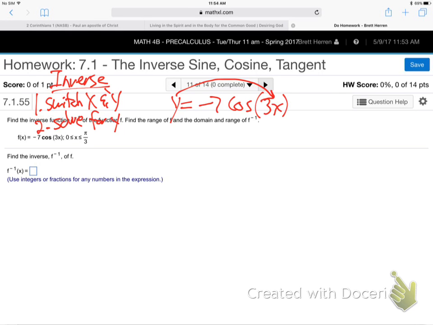So I'm going to trade these. The x will go out here, the y over there. Is that good so far? Everything else stays put. Everything else stays where it's at, just the x and the y switch positions. And then you solve for y. That's how we find any inverse function, not just trig inverses, right? That's how we always find inverse functions.